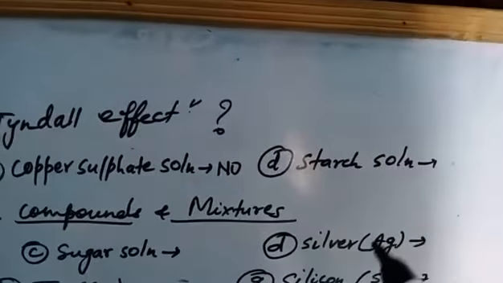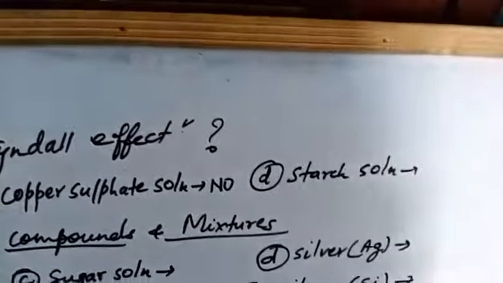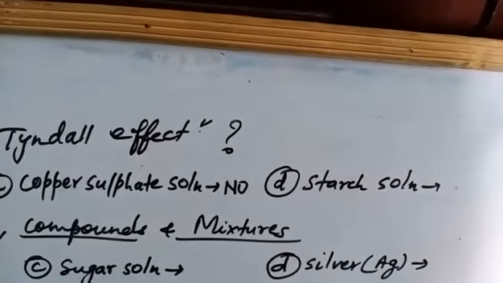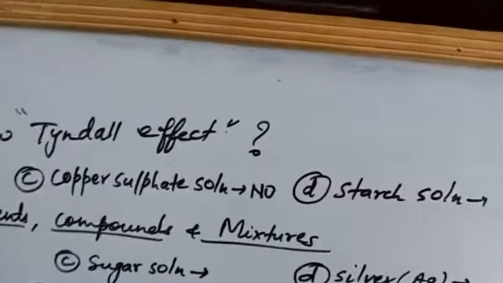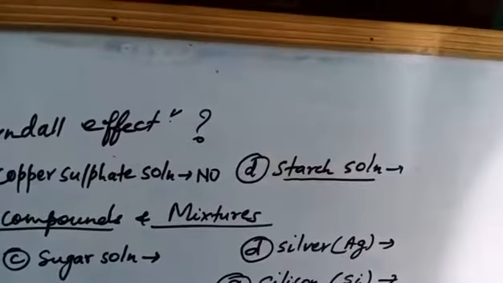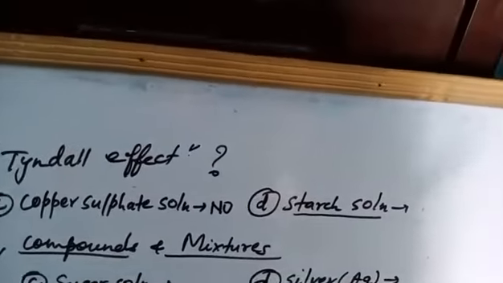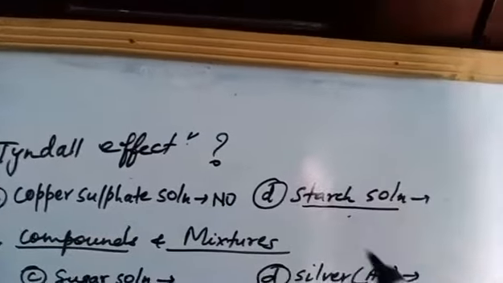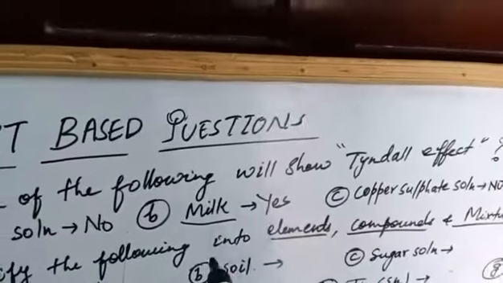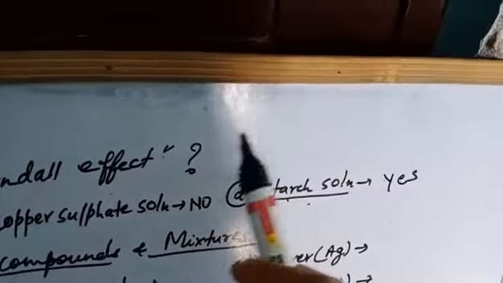Now starch solution, when you add starch to a suitable solvent like water to make a solution, you can see that the starch is actually getting spread in the solvent itself. So it is a colloidal solution, and here we will see the Tyndall effect. So we saw the Tyndall effect in milk, and we will see the Tyndall effect in starch solution also.